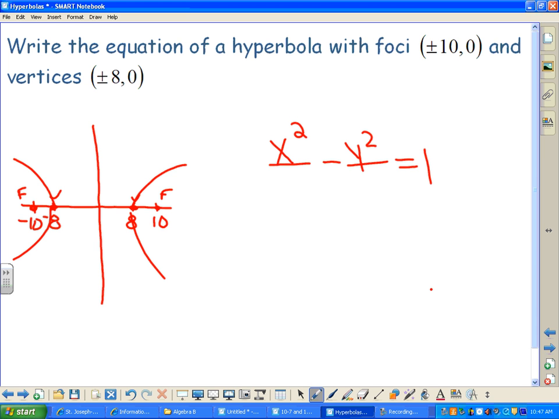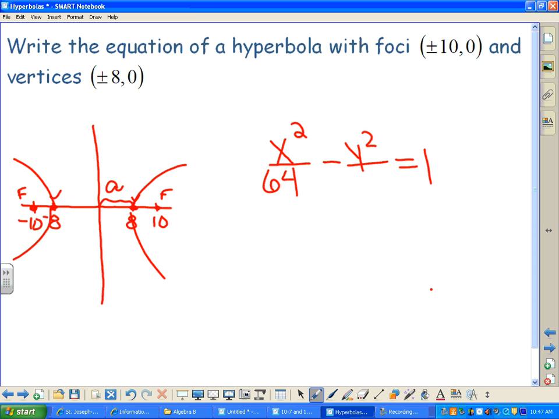Now, one of these two you can fill in already. Which one? Stephanie? 64 is under the x squared because this is your a value right there. From the center to the vertex is a. Okay? And it's a because you're working on the x-axis. So 64 goes right here.